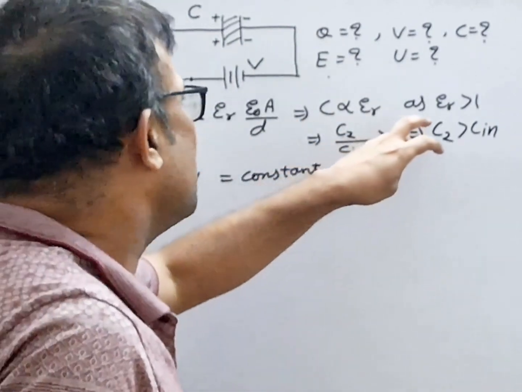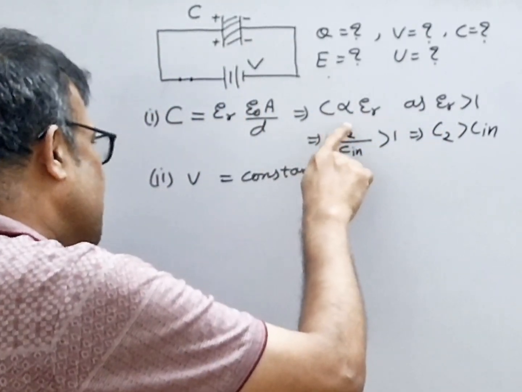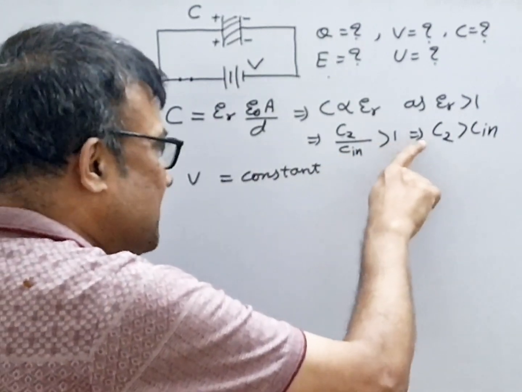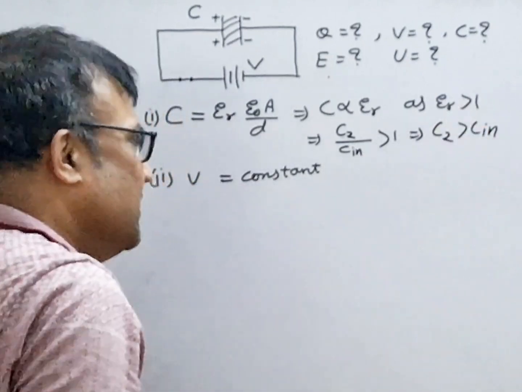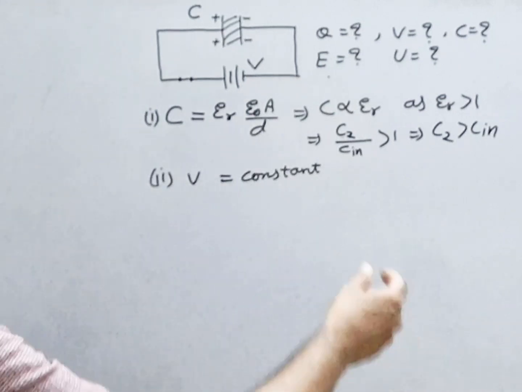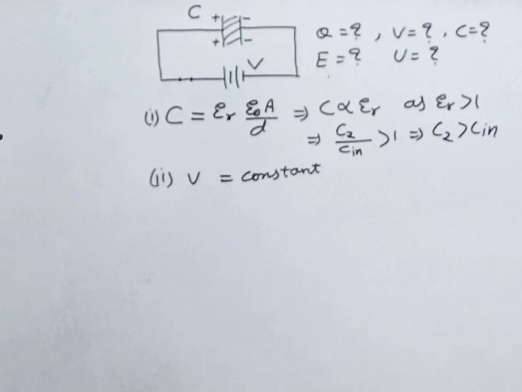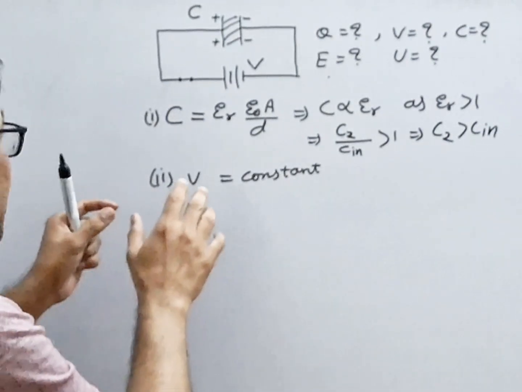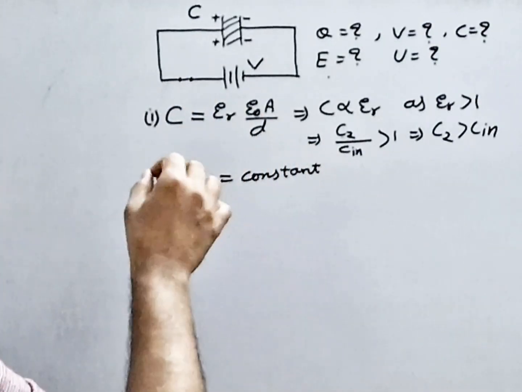As the dielectric constant of the dielectric is always greater than 1, therefore the ratio of the capacitance of the capacitor in the second case to the first case will be greater than 1. That means the capacitance in the second case after inserting the dielectric will be greater than the initial case. It means capacitance will increase. Now we consider the second quantity, potential difference across the plates of the capacitor. As the plates of the capacitor are directly connected with the battery, therefore the potential difference will remain constant and will be equal to the potential difference of the battery.